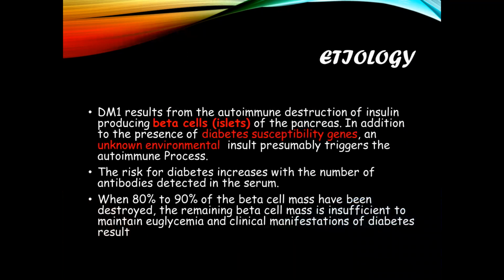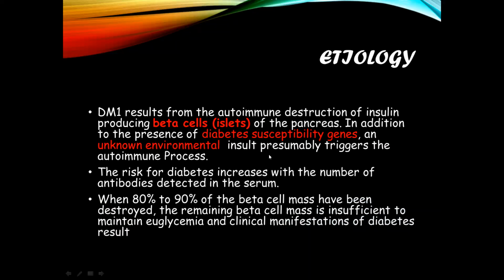Etiology. Diabetes mellitus type 1 results from the autoimmune destruction of insulin-producing beta cells of the pancreas. In addition to the presence of diabetes susceptibility genes, an unknown environmental insult presumably triggers the autoimmune process. So basically, this is destruction of the insulin-producing beta cells of the pancreas, okay?